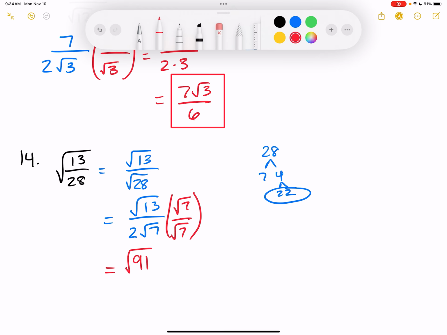Now, I should always go back and check once I've done that and see if there's anything it can break into. However, 13 and 7 are both prime numbers that can't be broken down, so I won't do that. But I'm just letting you know the process of thinking through. Once you multiply something, sometimes that gives you another thing that you can take out. So just always check that. Then over, the square root of 7 times the square root of 7 is just 7. Times 2 is 14. So this is the square root of 91 over 14.